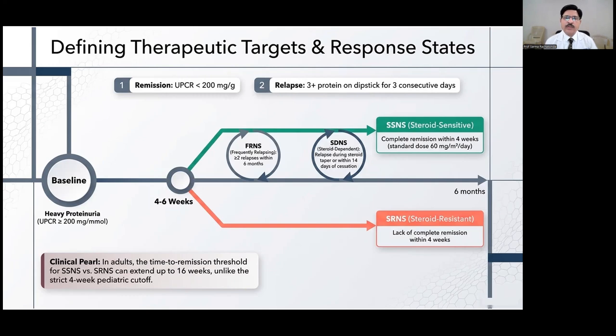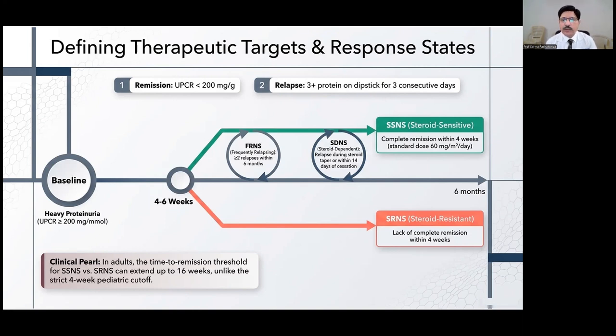Two types of people: frequently relapsing type or SDNS, that is steroid dependent, relapse during steroid taper or within 14 days of cessation. Steroid dependent means if they remove the steroid, relapse is occurring. Introduce the steroid, he is all right. Or frequent relapsing: complete remission occurred, but relapse also started. This group is called SSNS, the steroid sensitive group. Complete remission within 4 weeks, standard dose of 60 milligrams. In case of adults, you can wait up to a maximum of 12 weeks or 16 weeks. Beyond that, no steroid to be given.